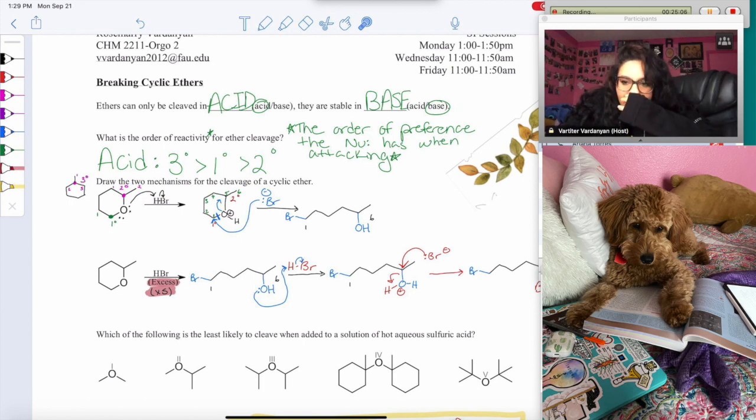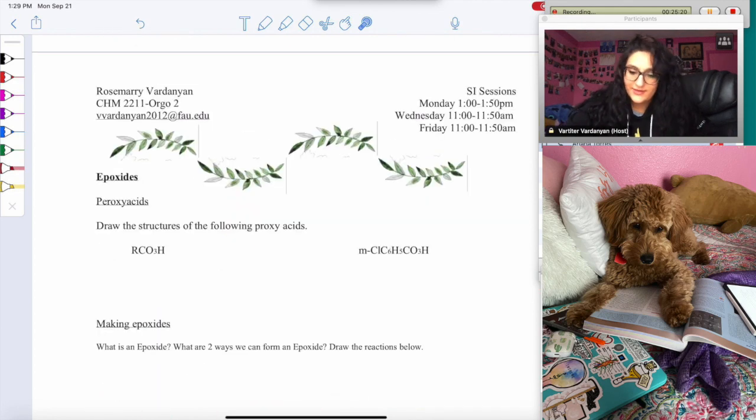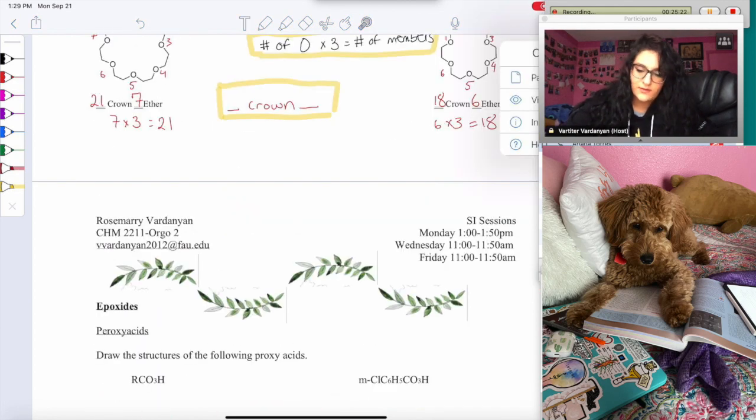Someone said, how do you know which way to break this? I will go ahead and show you another example. So I'm going to go to a new page, if it will let me make a new page. That would be awesome. Okay.